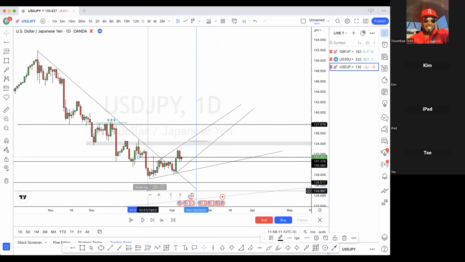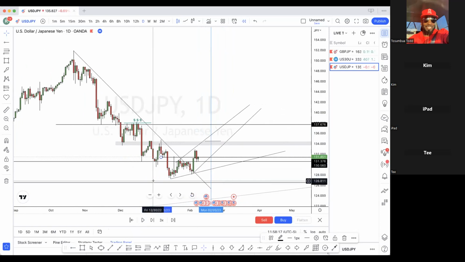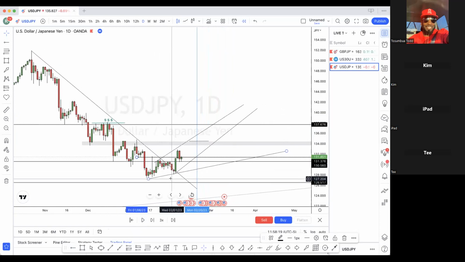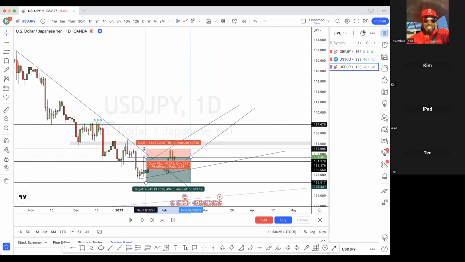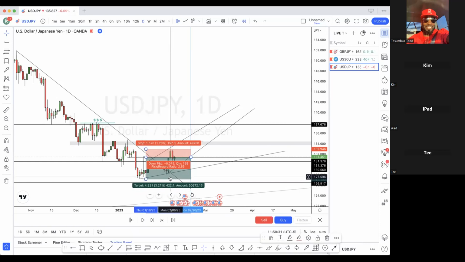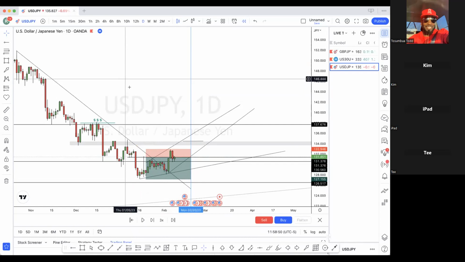And as you see, price pulled back. My expectation was for it to come to this low. So this was my trade. This would have been my trade idea. Price tapped into my entry and then pulled back, but never came to my low. Right? So let's see how it plays out.